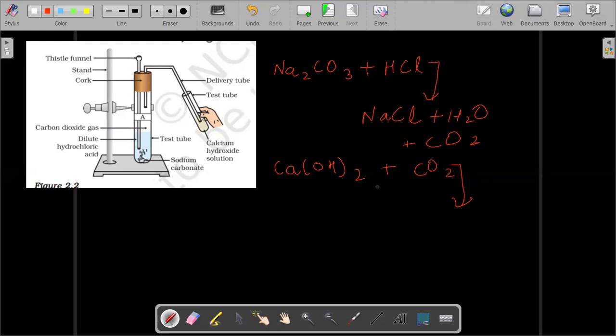Come on, answer this. You have answered the first one. So here you will have calcium hydroxide plus carbon dioxide. So what do you get as the product? Calcium carbonate plus H2O. Okay. So what changes will be observed in this reaction?